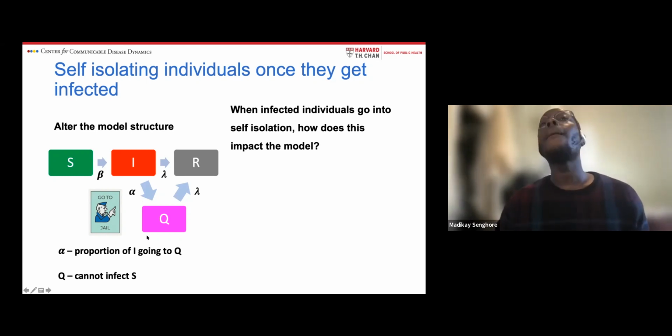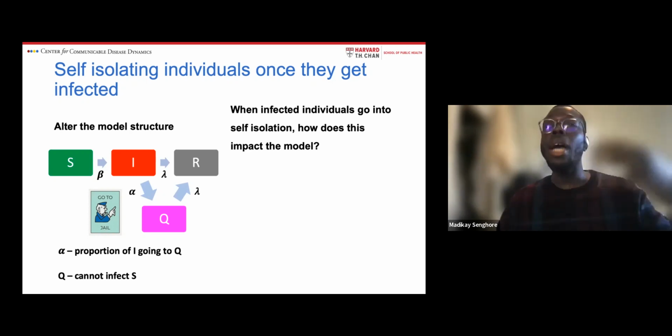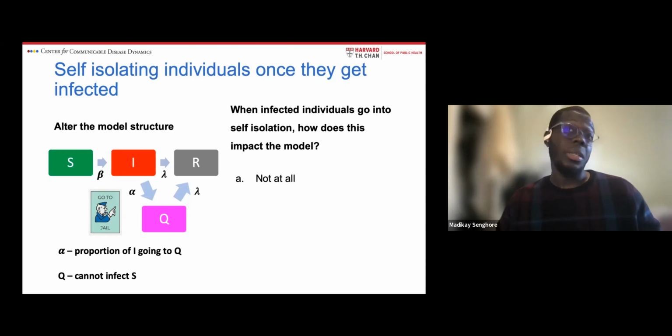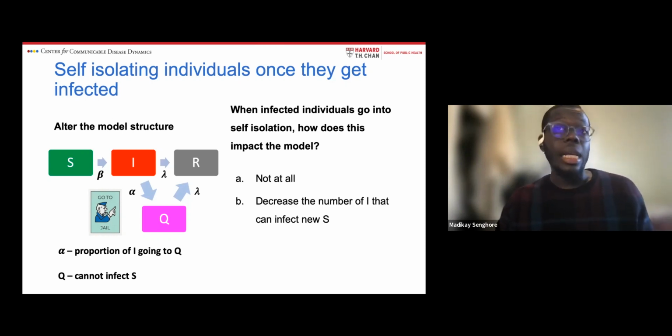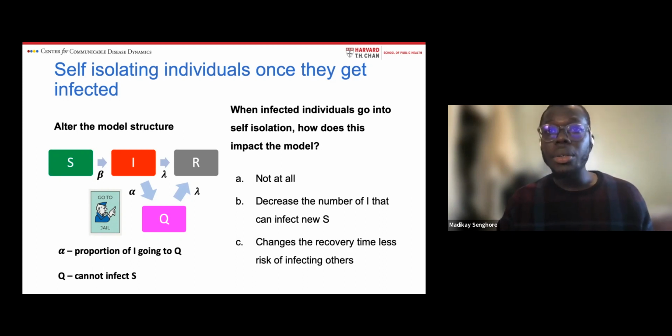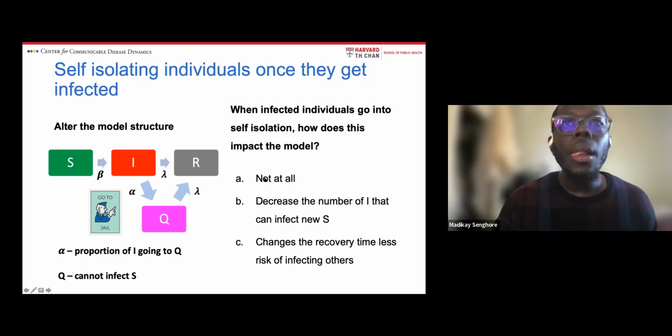So the question is, when you ask individuals who are infected to go into self-isolation, how does this change the model? You say A, not at all. B, you decrease the number of I that can infect new S, or C, it changes the recovery time so that fewer people are infected. So I'll launch this final poll. There we go.